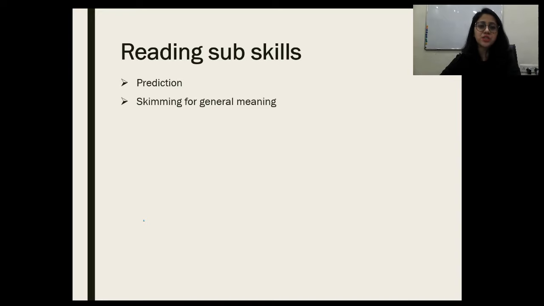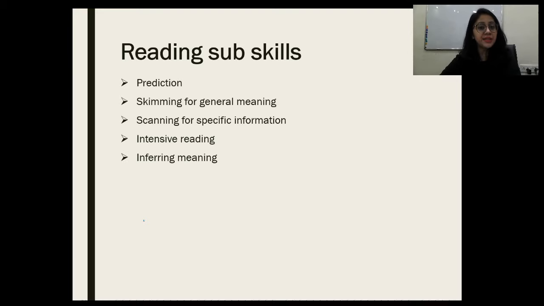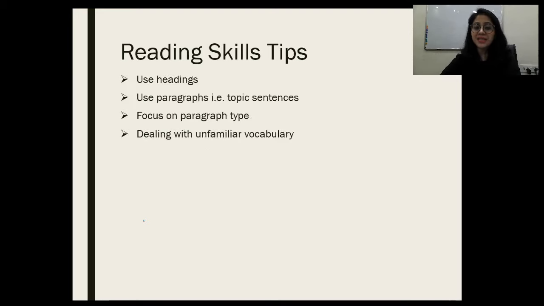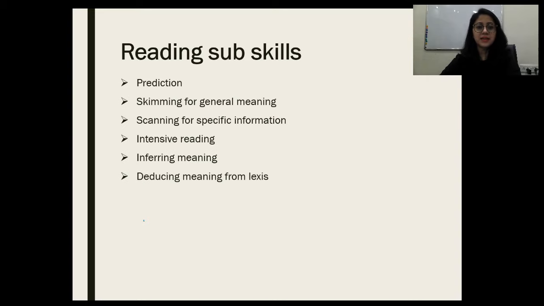Reading subskills: prediction, skimming for general meaning, scanning for specific information, intensive reading, inferring meaning, deducing meaning from lexis, and these are major subskills. They look easy on the screen right now, but when you eventually have to do them, you need a lot of practice.